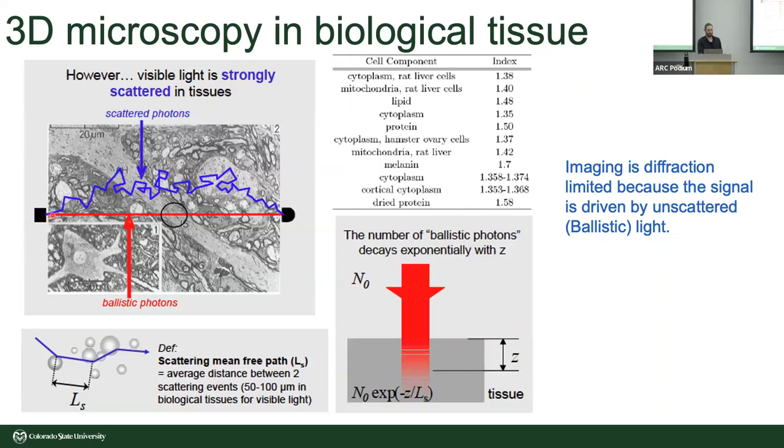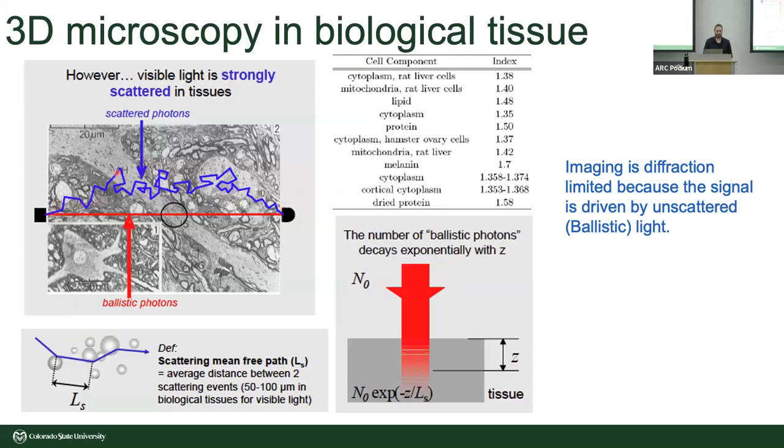There's not homogeneity throughout the entire specimen. So if I illuminate this specimen, there are changes in the index of refraction between different regions of the tissue, and you see this little table here that represents different things like cytoplasm or lipid or protein. Every time a photon encounters one of those boundaries, there's the potential for that photon to scatter. And when it scatters, it can change direction.